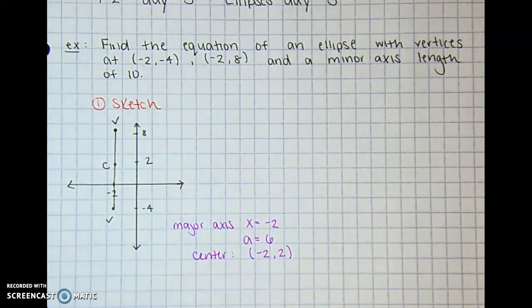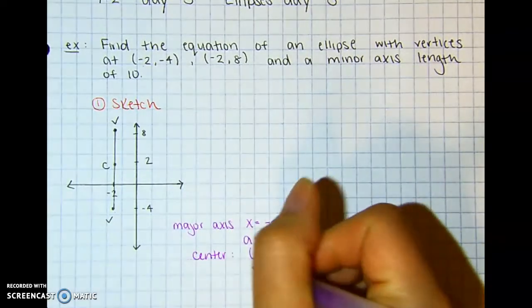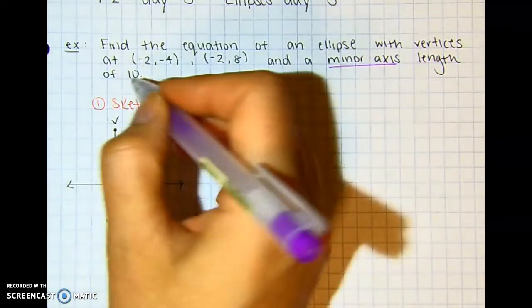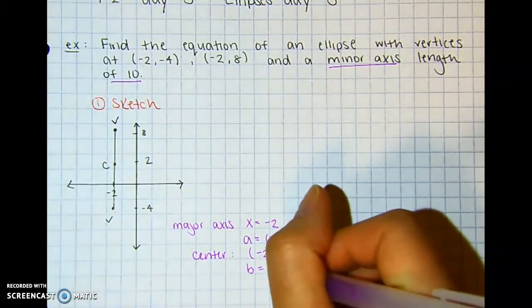And then we need more information, because this only gives us part of it. We need to figure out our b value. But because we're told that the minor axis has a length of 10, then we know that our b value has to be half of that, so our b value is 5.